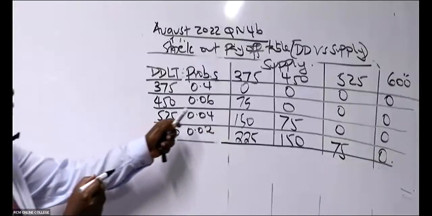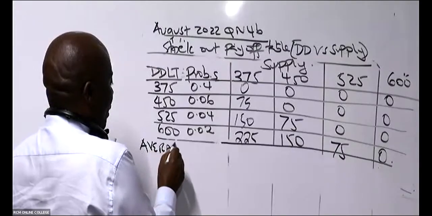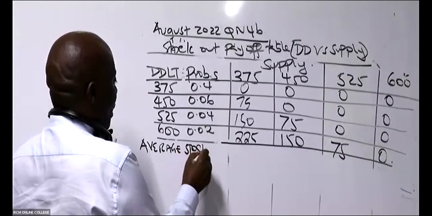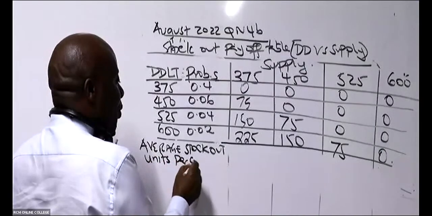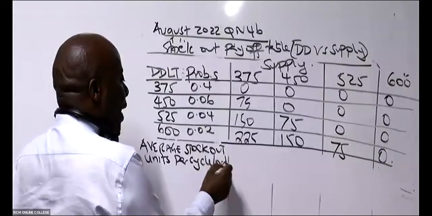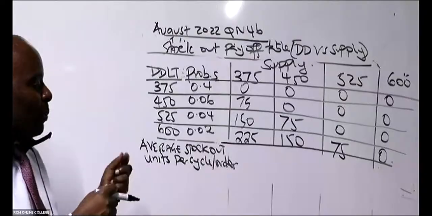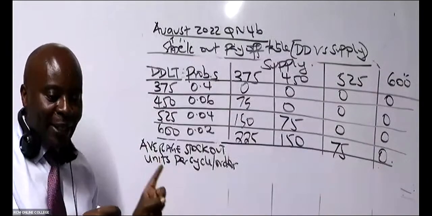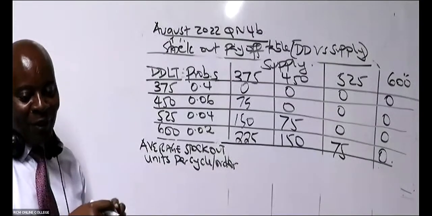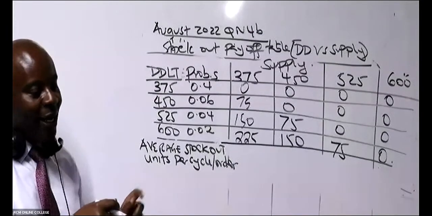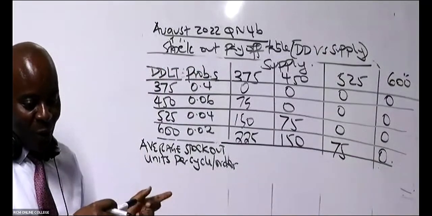Averaging, yes. So you give us the average stock out units per cycle or per order. Per cycle or per order. The only or expected. You see, average is the same as expected. Thank you so much. Goretti, we don't call them yet safety stock. We aren't yet there. We are still doing stock out units.